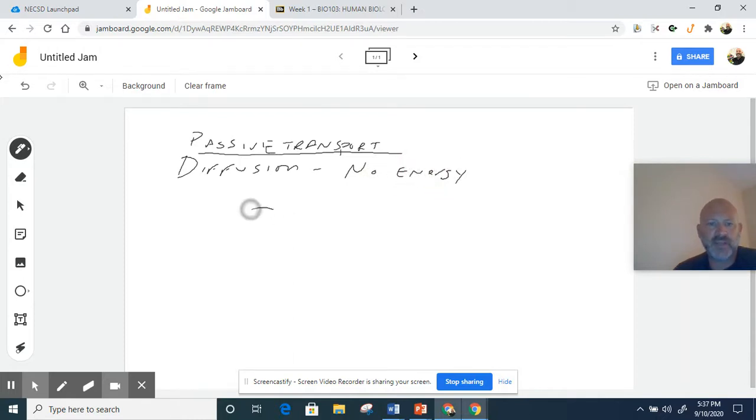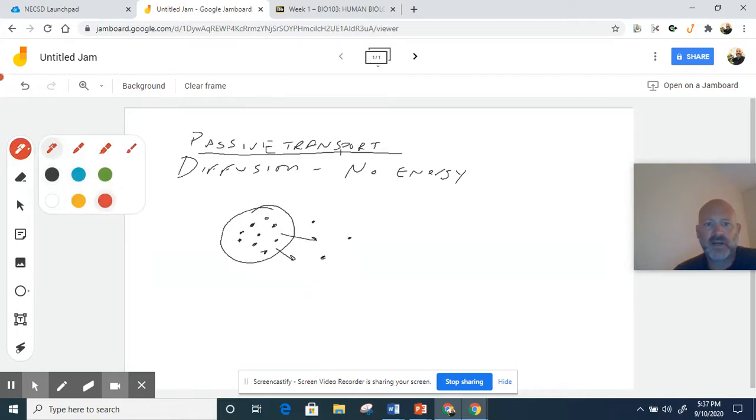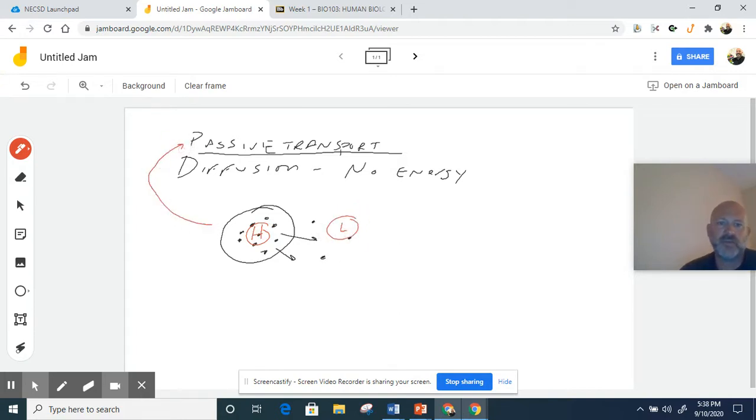So what does that mean? That means, let's say we have a cell here, right? And there are molecules inside the cell, but there's a higher concentration of molecules inside the cell compared to outside the cell. Well, these molecules are going to move from an area of high concentration inside the cell to an area of low concentration. And this will happen without the use of energy.